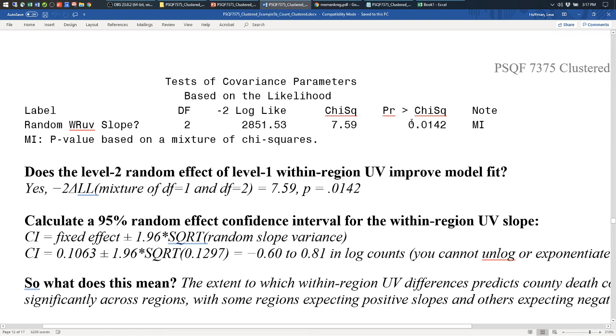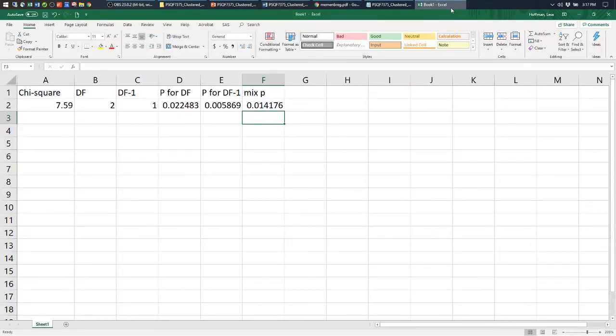I found in playing around with this that once you try to add a second random slope, it no longer gives you a mixture p-value. Don't know why. Stata's output does not give you a mixture p-value, so you'll have to find it yourself, but this is how you do it. So it's equally weighting the combination of the p-value for degrees of freedom of 2 and a p-value for degrees of freedom 1. That's how it works.